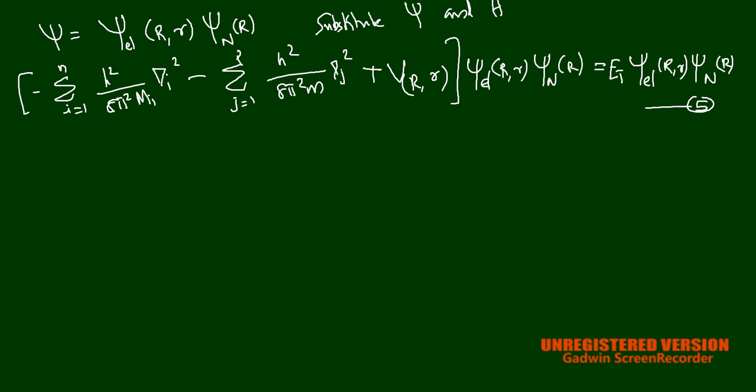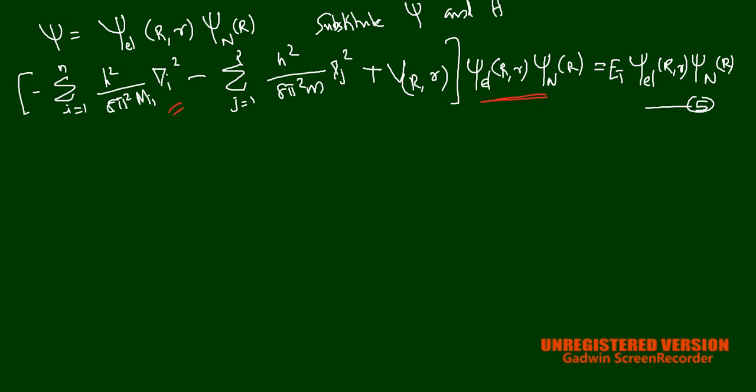So we have the Schrodinger wave equation, and now we can again expand it. For that we have to carry out the partial differentiation, right? On carrying out the partial differentiation, we have del I square operating over psi electronic (r, R) psi nucleus (R). We will solve that first.